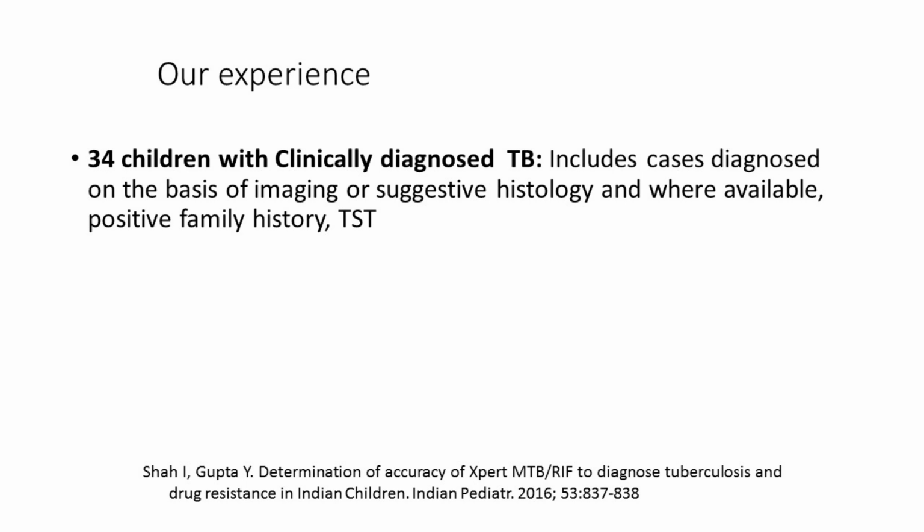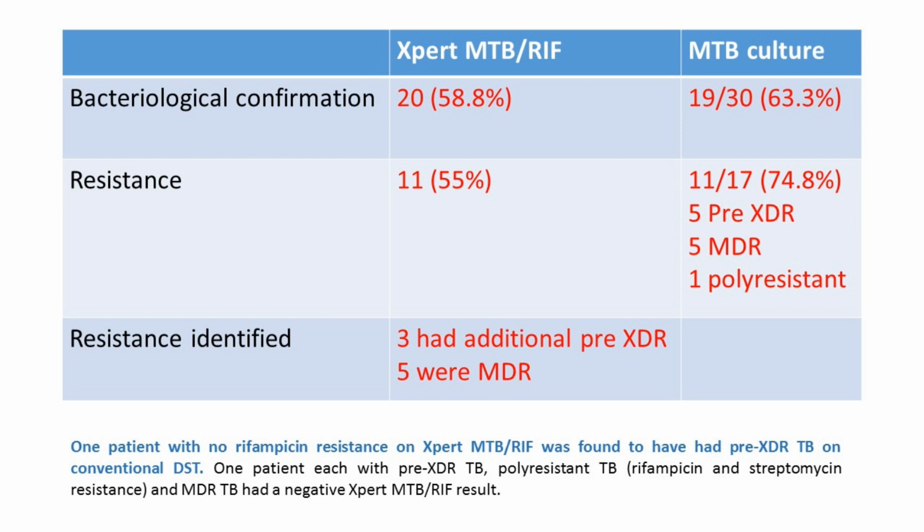In our experience, we tried it in 34 patients. This is about accuracy in GeneXpert, how well it is with MGIT. And next slide, you can see this table. In this table, we find that GeneXpert was positive in 20, that is 58%. And MTB was positive in 19 out of 30, that is 63%. So GeneXpert was quite effective in picking up.